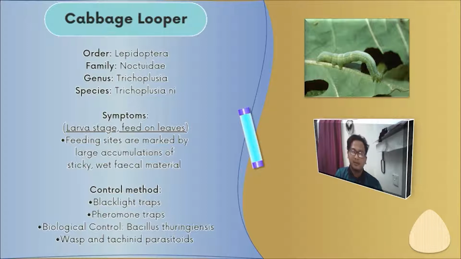There are multiple ways to control cabbage looper. Population and group by we set black light traps and pheromone traps. We can also use wax and technically parasitoid, and then finally we can use biological control, Bacillus thuringiensis.